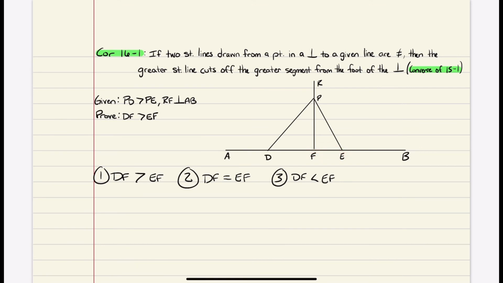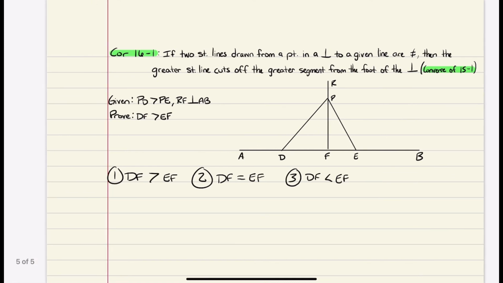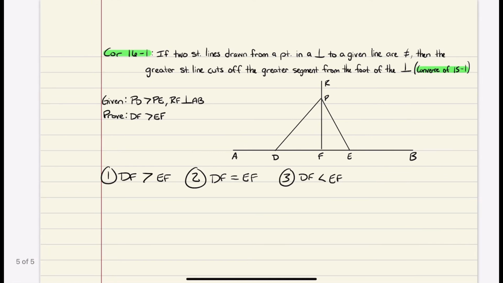All right? So let's try to prove that DF is equal to EF. Well, we've already discussed and we've already had theorems, theorem 15 to be specific.